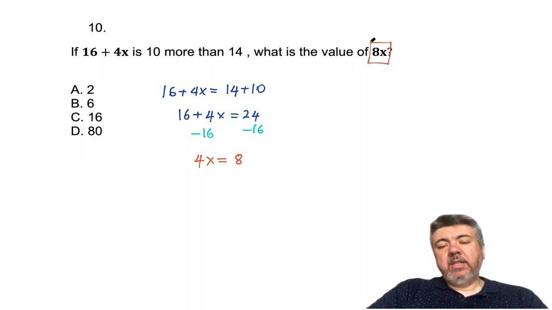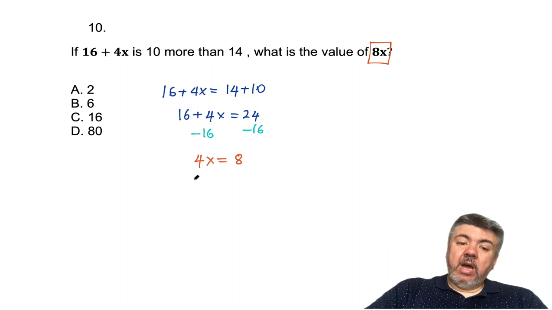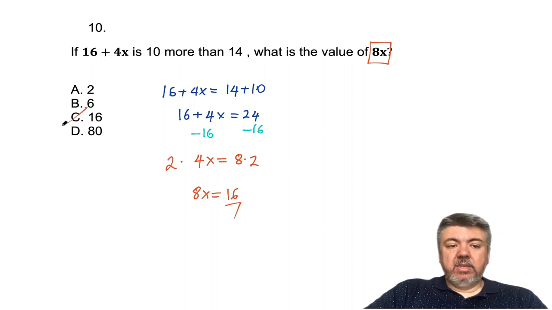I'm supposed to find 8x. Why don't I multiply by 2 on both sides? 8x is 16. That's the correct answer.